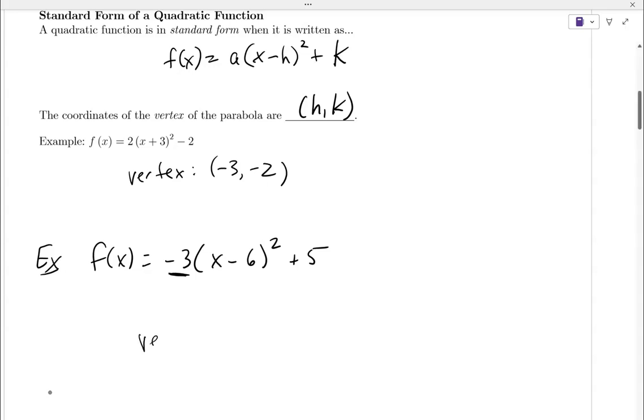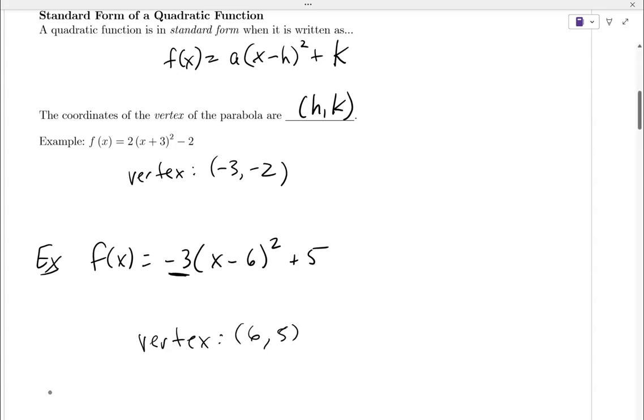What is the x-coordinate of the vertex here? 6, right? Remember again, it's kind of the opposite sign of what you have. Since we have x minus 6 on the inside, the x coordinate will be a positive 6. What's the y coordinate? 5. It's the same sign on the outside. Okay, so the vertex here is (6, 5).